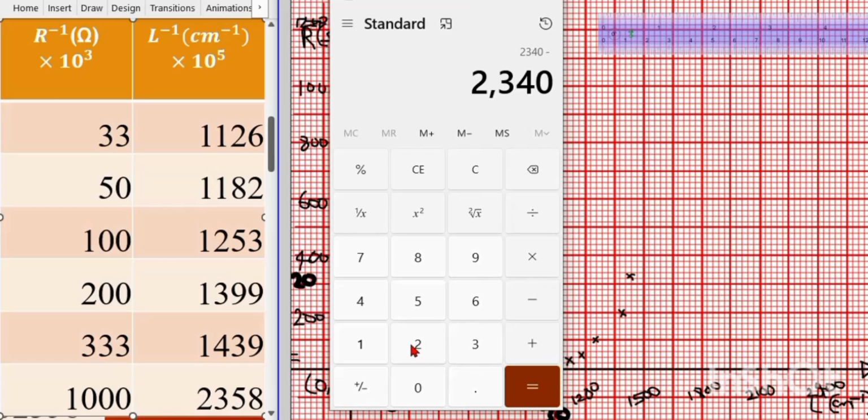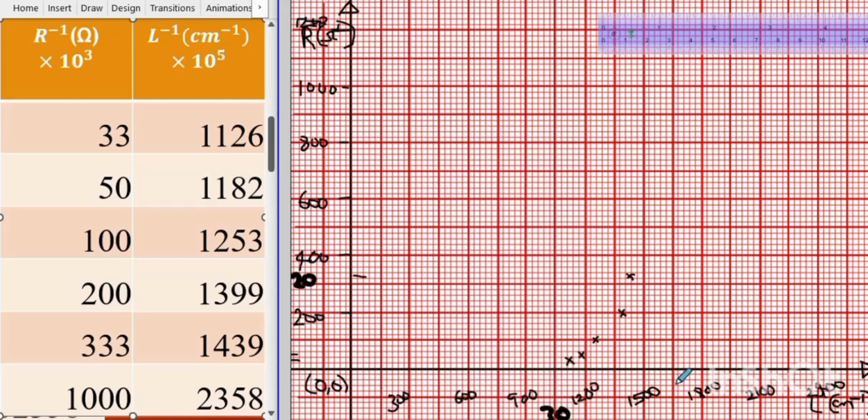2358 minus 2340. That's 18. 18 can also be considered to be within the middle, it's around 15. So which means between the 8th line and the 9th line. 8th line and the 9th line. That is 8, 9. That's 1000.